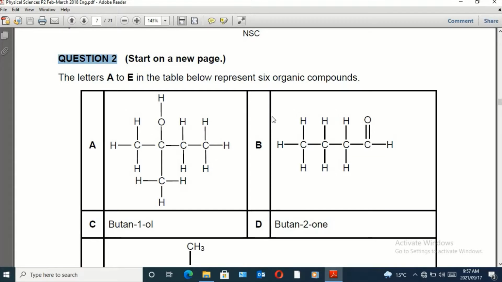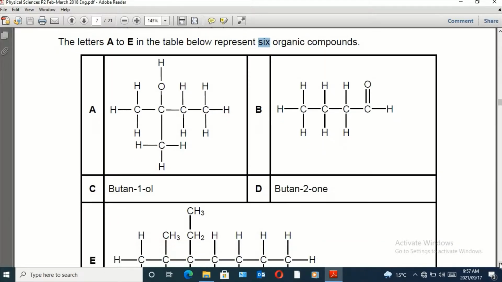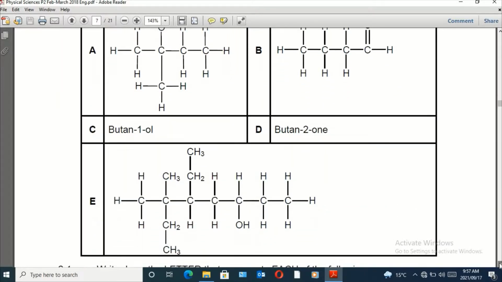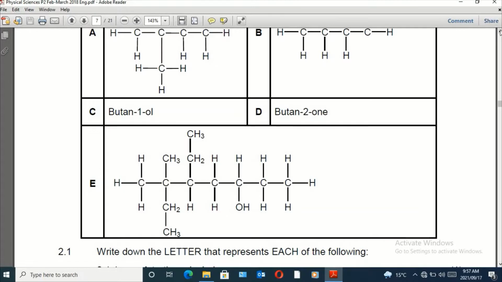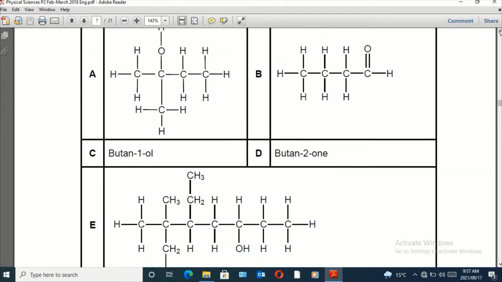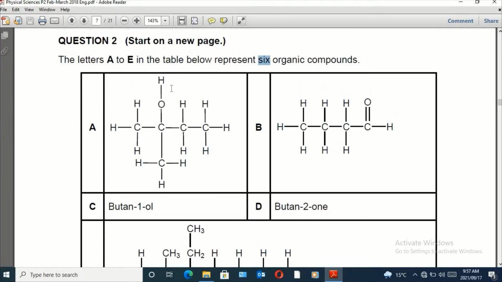6, A to E, that is a mistake, so this should be 5 organic compounds. So if you look at it, you have A, B, C, D and E. So it's only 5, it's not 6. And okay, so let us see. Compound A is an alcohol.